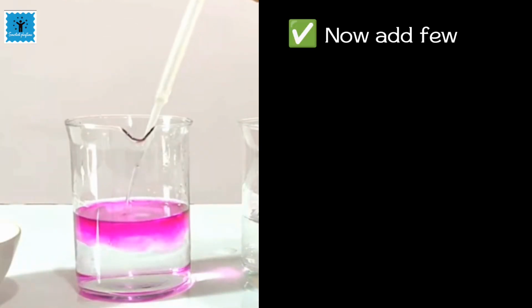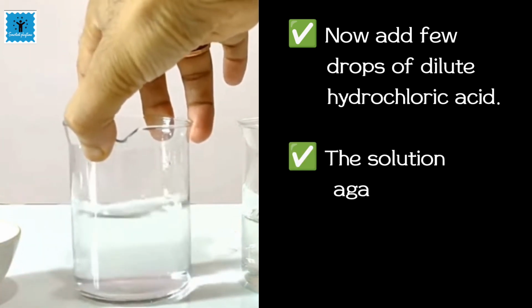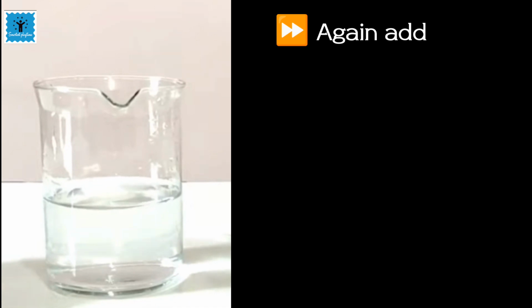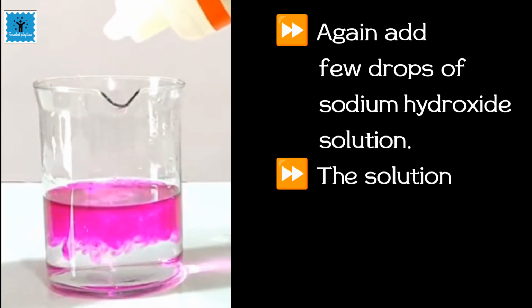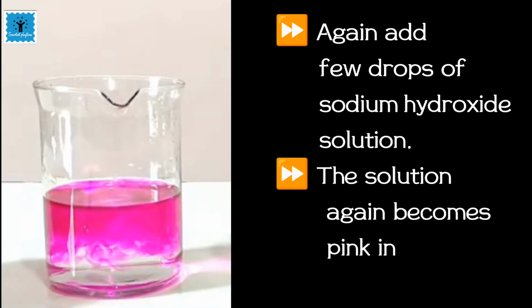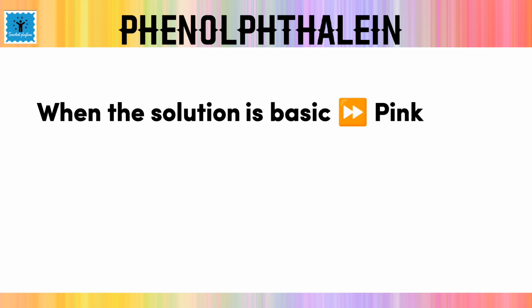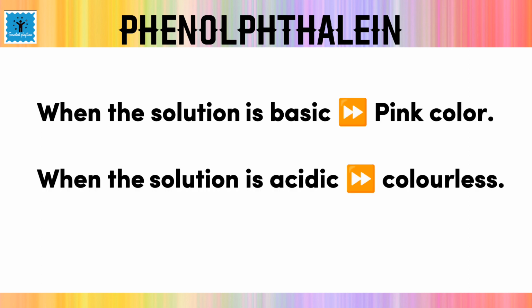Now add 1 more drop of dilute hydrochloric acid. You will observe that the solution again becomes colorless. Now add 1 more drop of sodium hydroxide solution. The color again becomes pink. So it is evident that when the solution is basic, phenolphthalein gives a pink color. On the other hand, when the solution is acidic, it remains colorless.